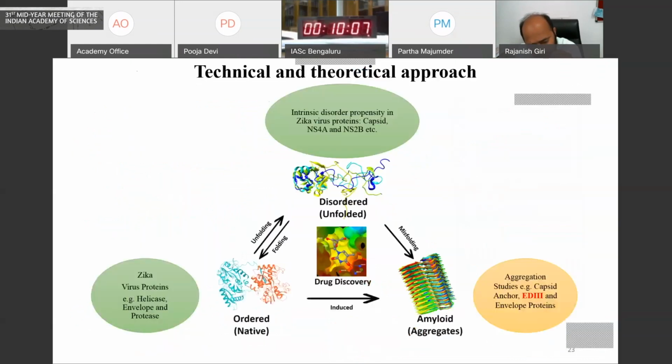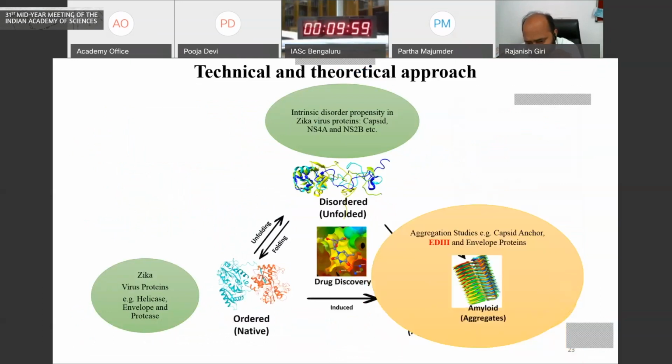Then we focused on the third conformation, which is the aggregation, the protein aggregation among the virus. And for that, we have taken the example of the AD3 protein. We found that capsid, anchor and ganglion proteins, these are the three systems which aggregate and which have never been reported before. So these are the new findings that we found.